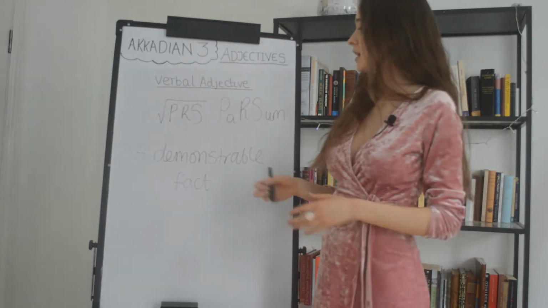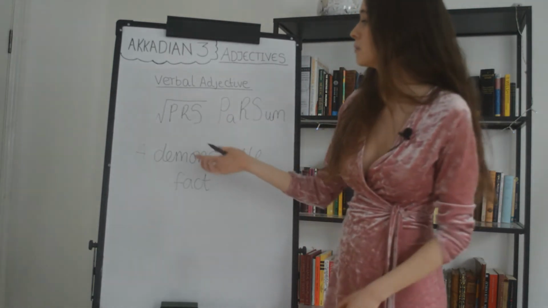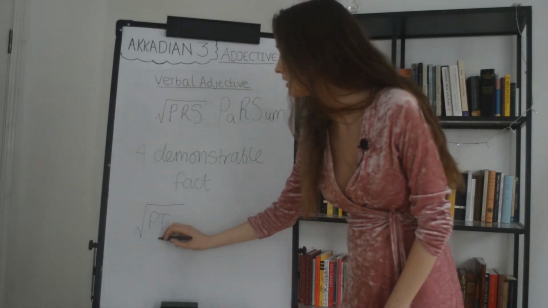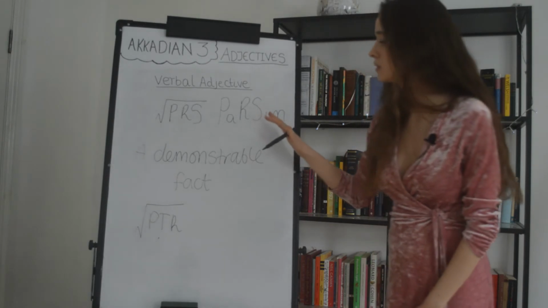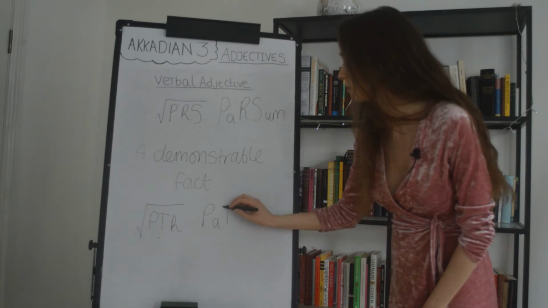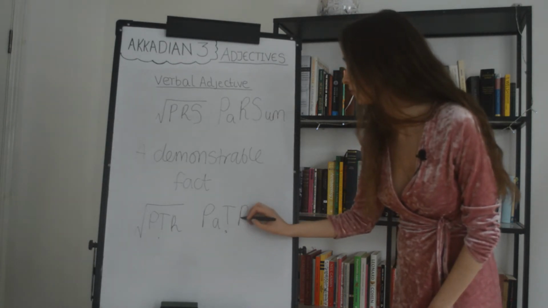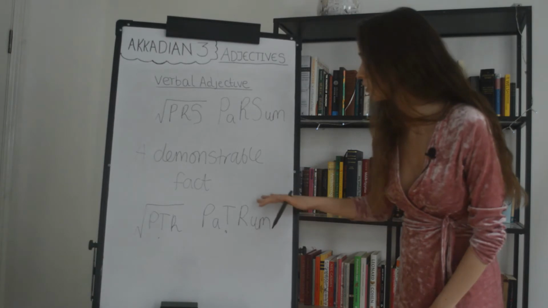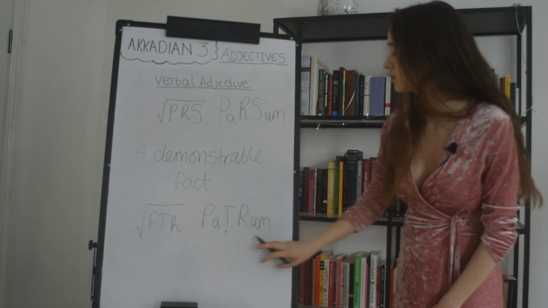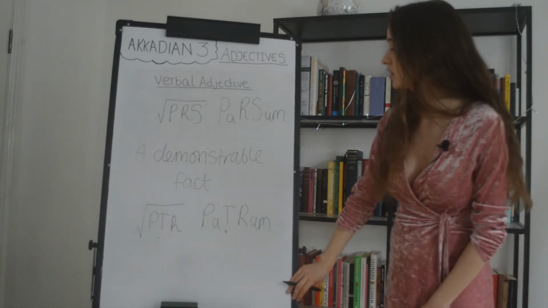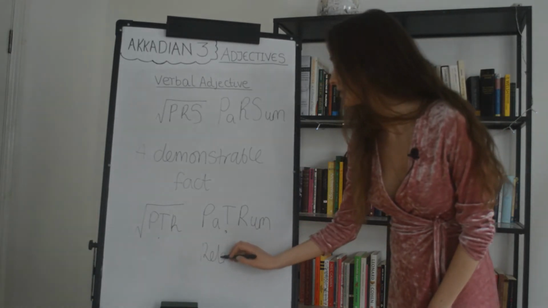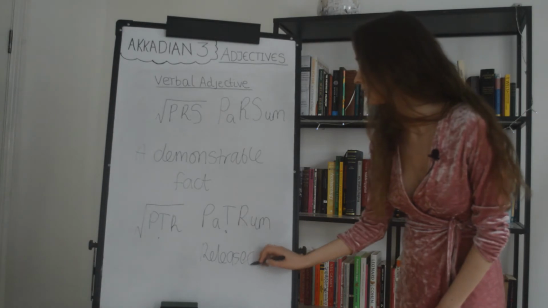So if we take another example, say from a different verb this time, like patarum, to release. The root consonants of that verb are P, T, and R. And if we put this verb into our verbal adjective stem pattern, we would get patrum. Note how our consonants are in the same positions as with our example here, and our vowels are mimicking the vowels of the verbal adjective stem pattern. And this word here would translate as released, as a passive verb.